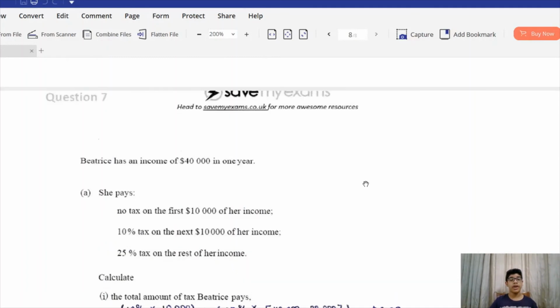The seventh and final question. Beatrice has an income of $40,000 in 1 year. Part A. She pays no tax on the first $10,000 of her income, 10% of tax on the next $10,000 of her income, and 25% on the rest of her income. Calculate the total amount of tax Beatrice pays.